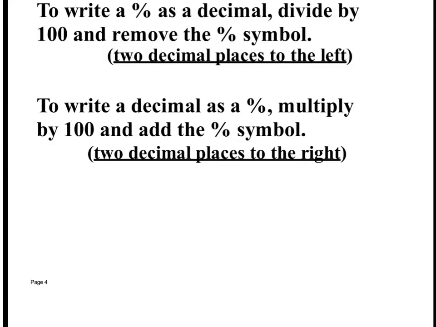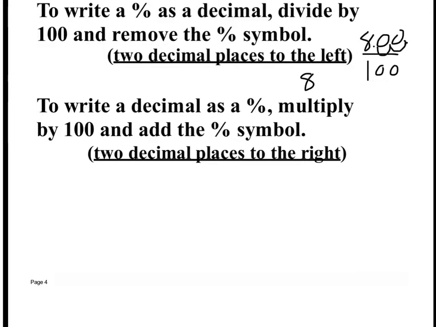Let's think about 800 divided by 100. Guess what that is? 8. The decimal point was here. I moved it here. How many places did I move it? 2. So when you divide by 100, all you're doing is moving the decimal place 2 places to the left. And then get rid of the percent symbol.